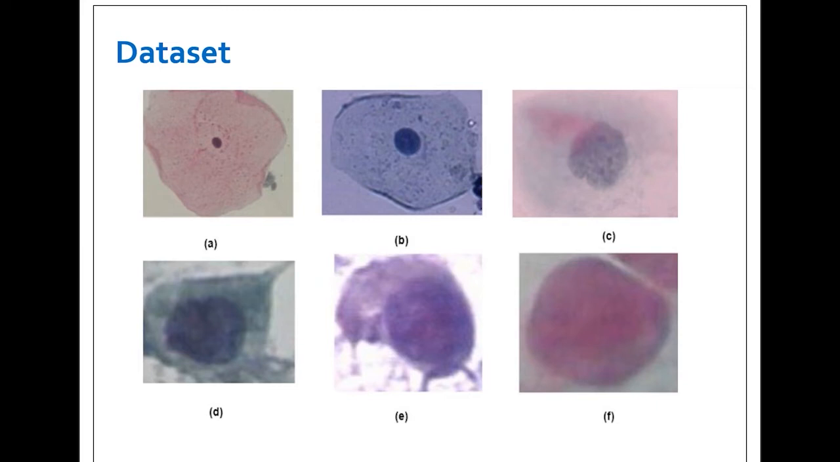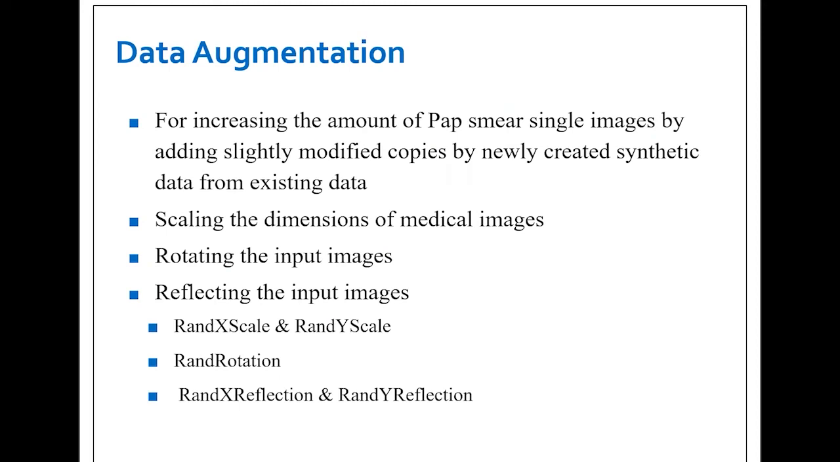These are the sample images taken from the Herlev dataset with various characteristics like size, shape, color and deformity of the nucleus. These are the basic features used to classify whether the single cell pap smear cell is normal or an abnormal one.